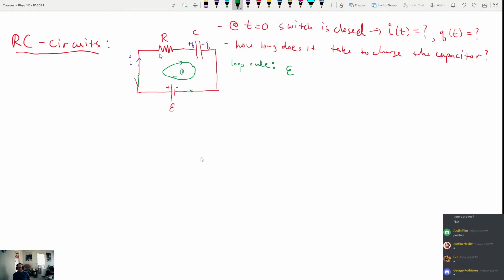And then we're going in the same direction as the current, so we get negative IR. And finally, we're also going to get, I'm just going to write this here as negative Q over C. To remind you, when you have a capacitor, the potential difference across the capacitor is equal to the charge on the capacitor divided by its capacitance. So the potential difference drop across that would be negative Q over C. Okay? And according to our loop rule, these should add to 0.